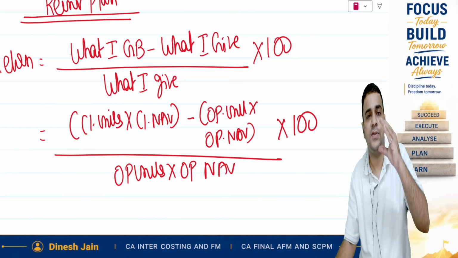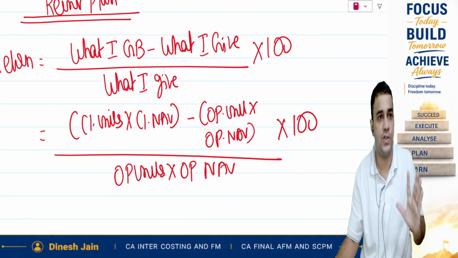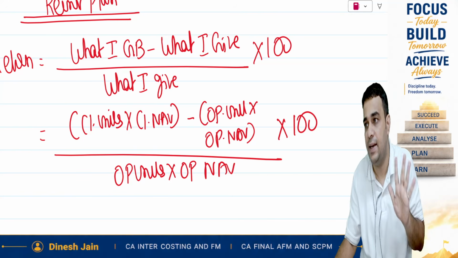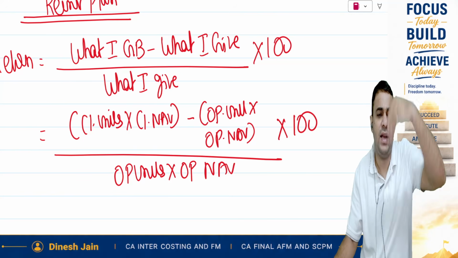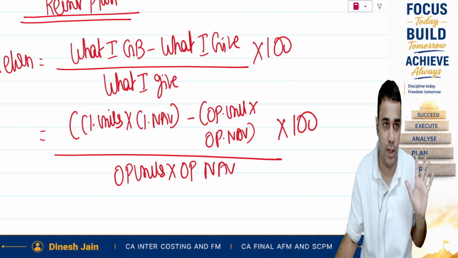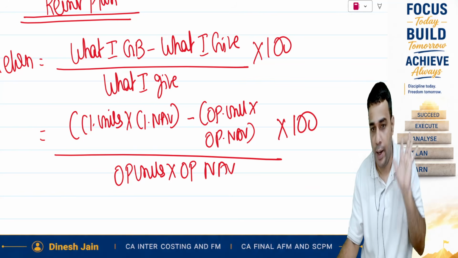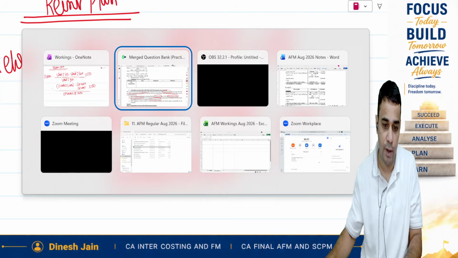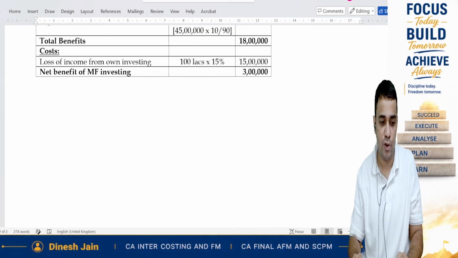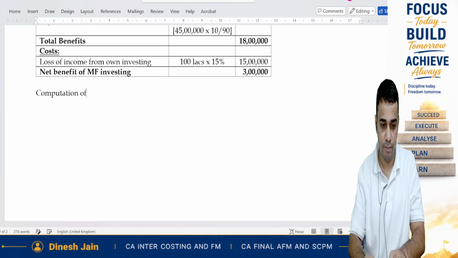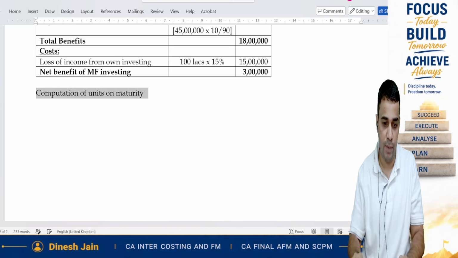Clear? Leave some 4 lines and come down, because units are not readily available and I need a calculation to be done. Whatever I was explaining earlier, now we will do the calculation. You will now play with the numbers. Understood till this? Leave some 4 lines, come down. Computation of units on maturity.